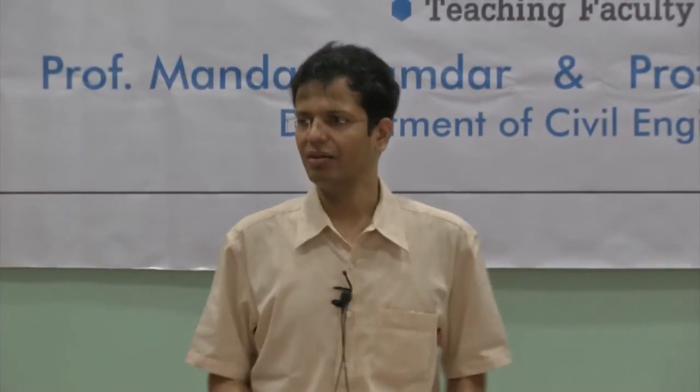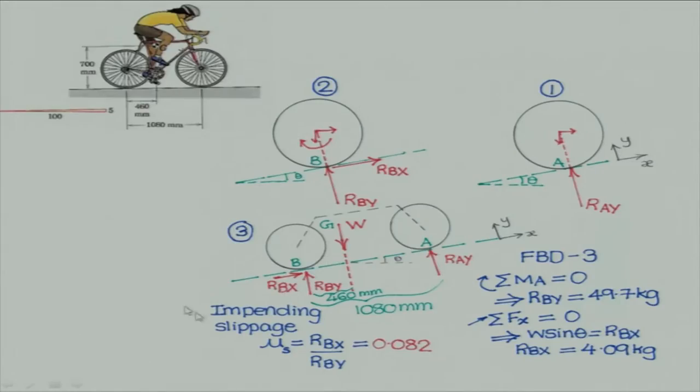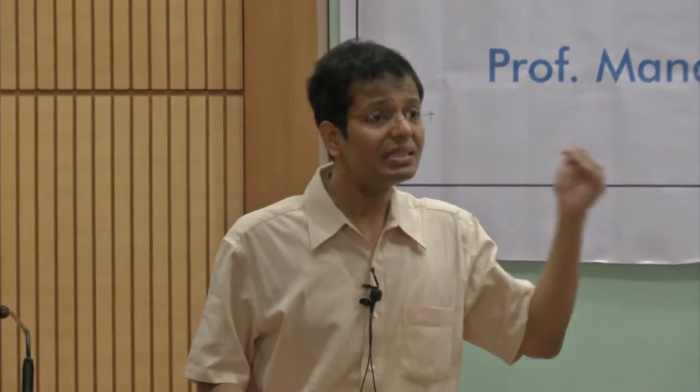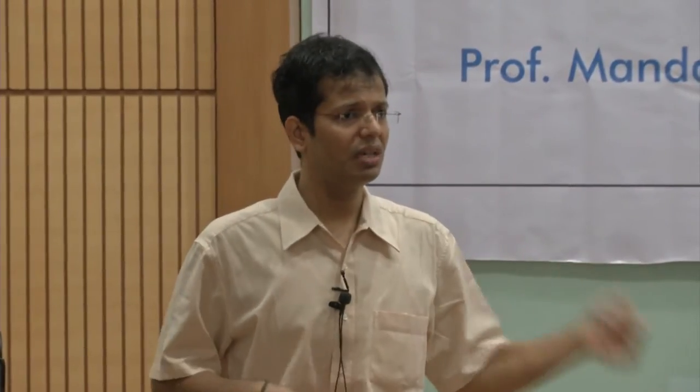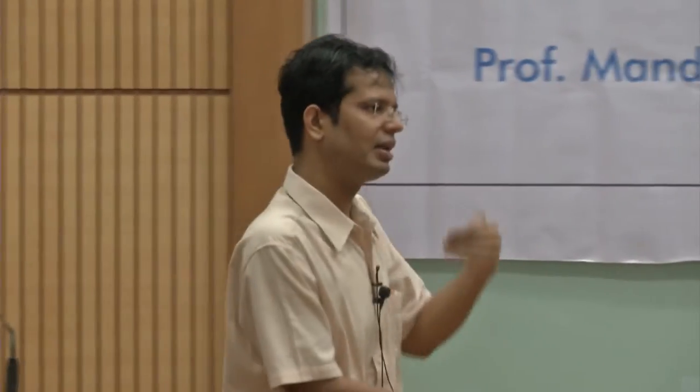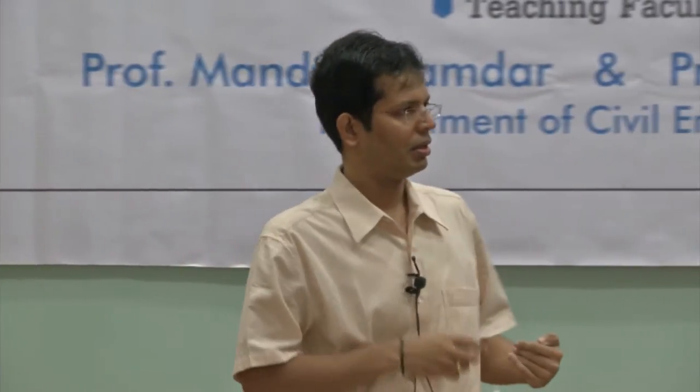Now, essentially, what do we have? We just have three reactions, three unknowns. We can immediately find the normal reaction by taking the torque for the full cycle about point A. How do we know RBX? By balancing the forces along the slope. So we know RBX, we know RBY, and we take the ratio of them at the very end of the problem. Because it is given that the wheel is on the verge of slipping, that ratio should be equal to the coefficient of friction between the rear wheel and the surface.